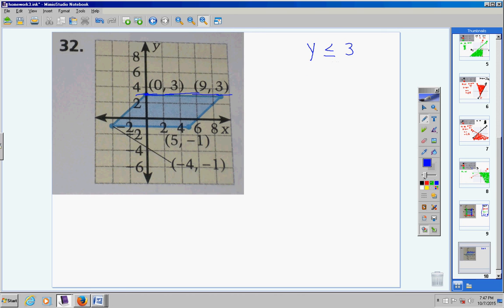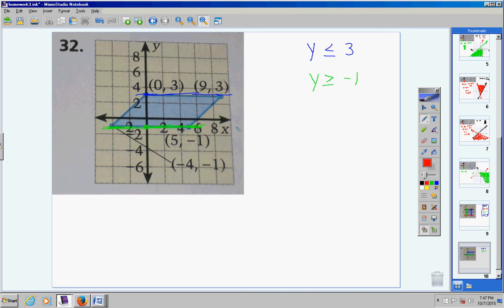Now let's talk about the other horizontal line right here. It's crossing through the y-axis at -1. Do you see that? -1 right there. So it's a horizontal line, so I know I'll have a y only. I know I'll have a -1. And notice I'm shading above the green line, so y is greater than or equal to -1.